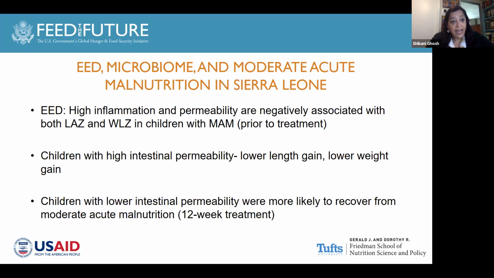She also found that through the period of treatment, children who had high intestinal permeability at baseline had lower length gain and lower weight gain. And finally, children who had lower intestinal permeability were more likely to recover from moderate acute malnutrition. So this emphasizes that it's not just treatment with foods that is going to help; cleaning the environment is going to be critical for these kids to recover from moderate acute malnutrition. Next slide, please.